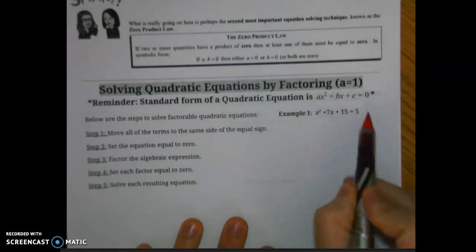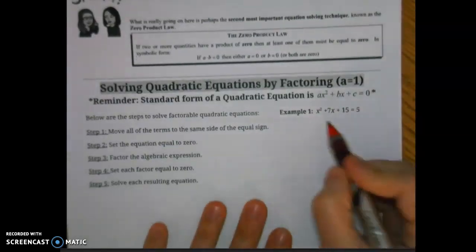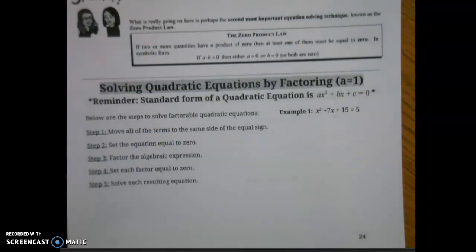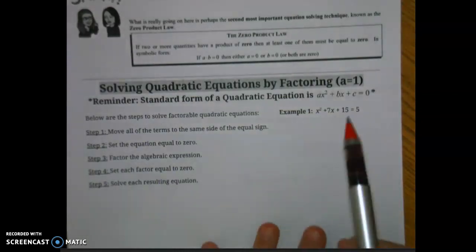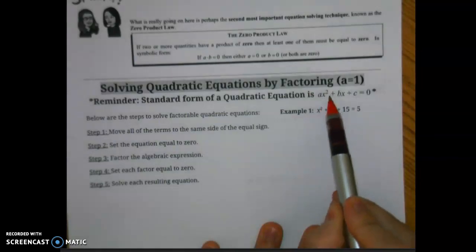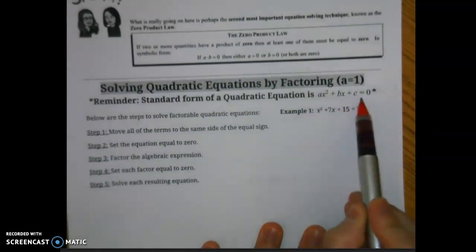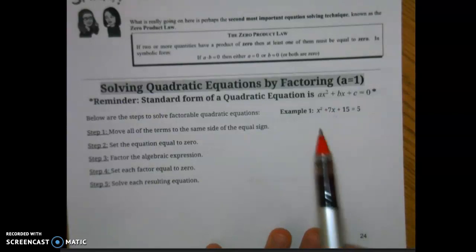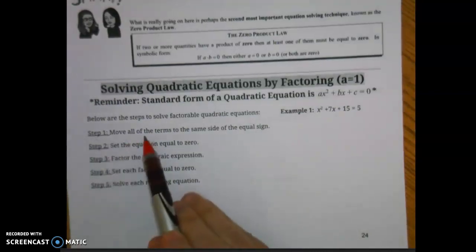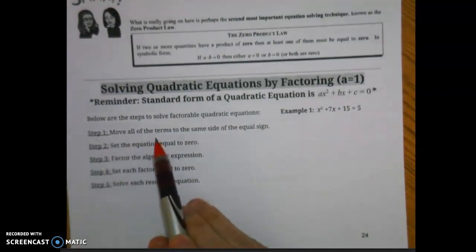So we have our first equation right here, and what makes this a quadratic is that it has an x squared. So when you have an equation with an x squared, your steps for solving are different than they would be if you just had an x to the first power. Okay, so what we need to know is that standard form is ax squared plus bx plus c equals 0. So whenever we solve, if our equation is not in that form, we want to get it into that form first. So that's really our first step, to move all the terms to the same side of the equal sign.